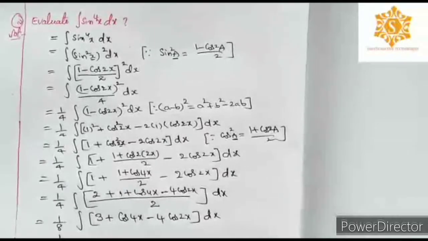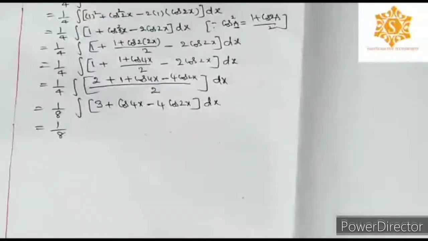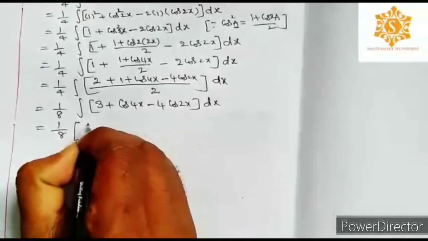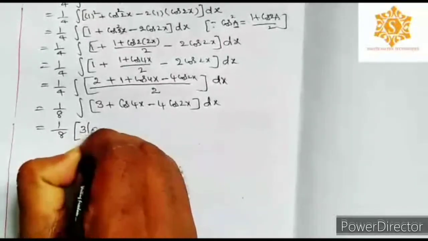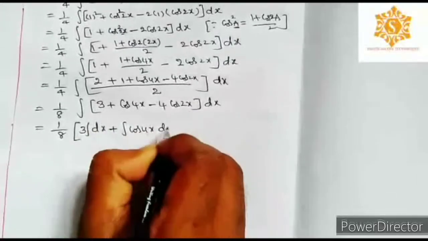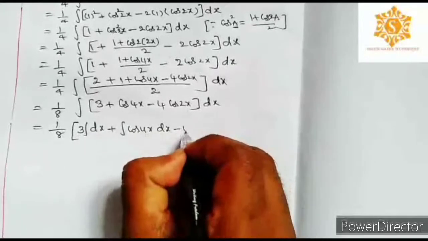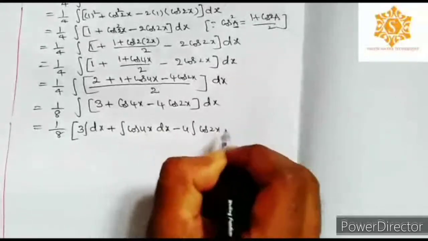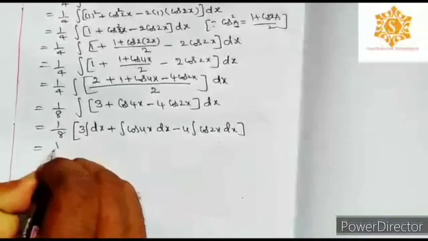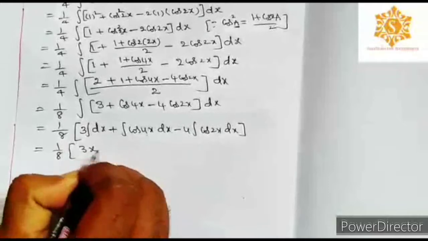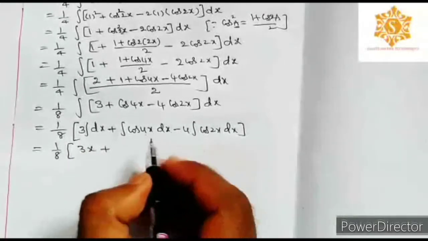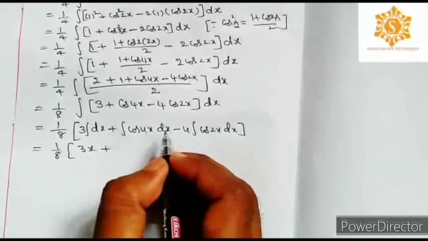Then separate the integration, we get integration of 3 into integration dx plus integration of cos 4x dx minus 4 into integration of cos 2x dx. So 1 by 8 into 3 into integration dx value is x plus integration of cos 4x dx, value is integration of cos x value is sin x.